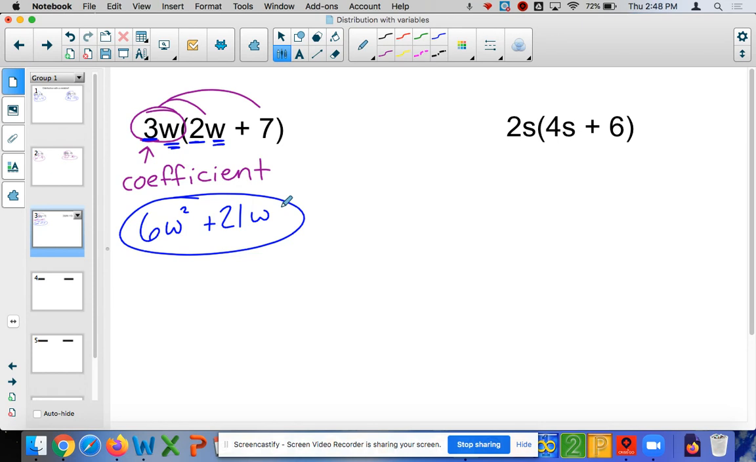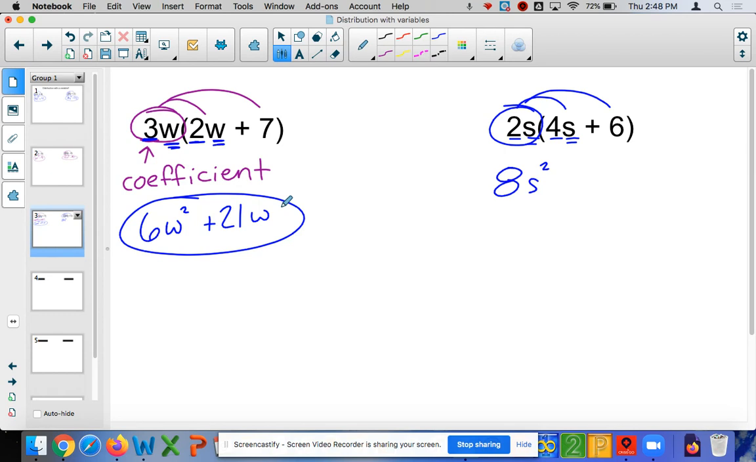Now let's take 2S times 4S plus 6. Once again, we're going to take this whole thing and multiply it by both of these guys. Multiply the numbers together first. 2 times 4. What is 2 times 4, gang? That's 8. Now count how many S's you have. I've got 1 here and 1 here. So I've got S squared. That little 2 goes with that S because I've got 2 S's.